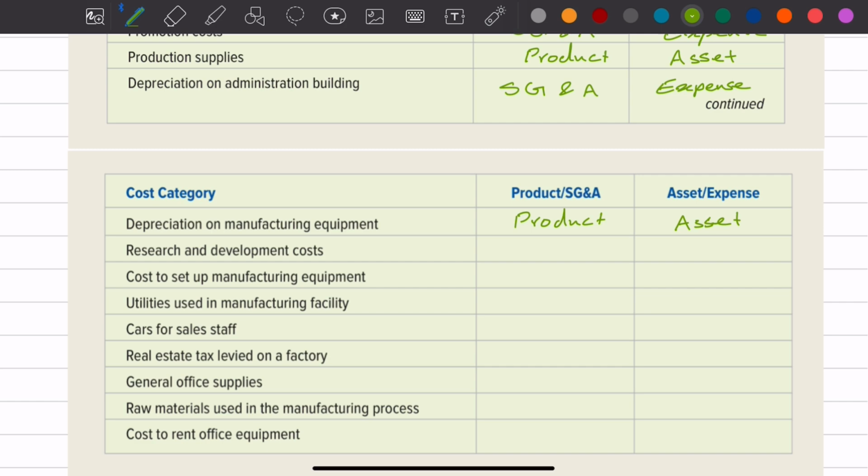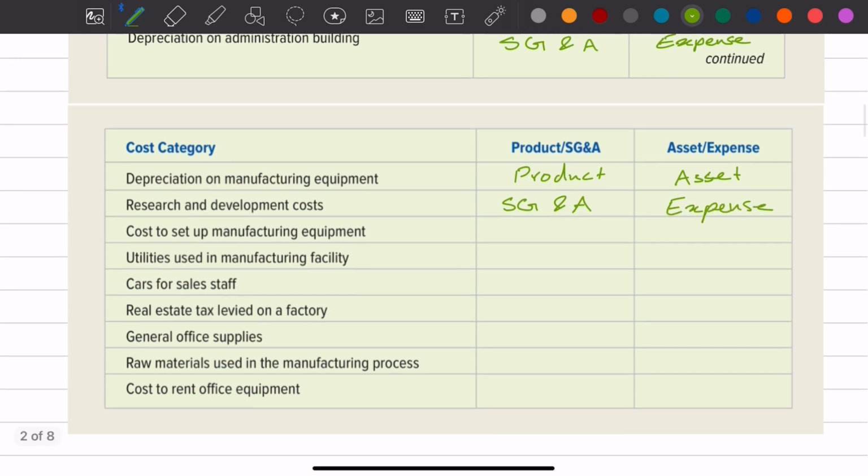These are always an expense. These are not an asset, and these will always be classified as a period cost, or as the question here is calling it, SG&A, which is basically the same thing. So we'll classify it as SG&A and an expense. Next, cost to set up manufacturing equipment. Because this cost is directly related to the manufacturing process from its name, we classify it as a product cost, and of course it's going to be an asset. Okay.